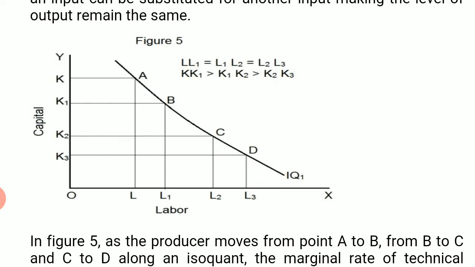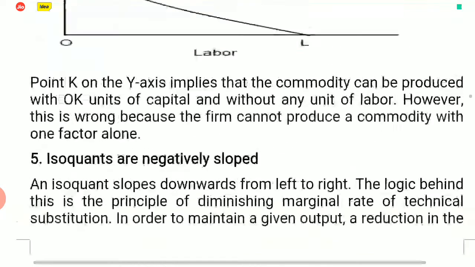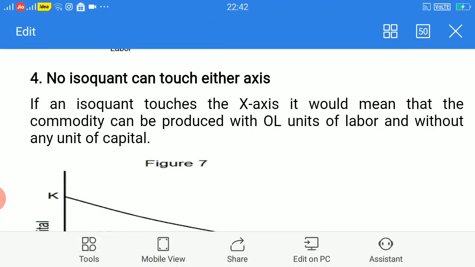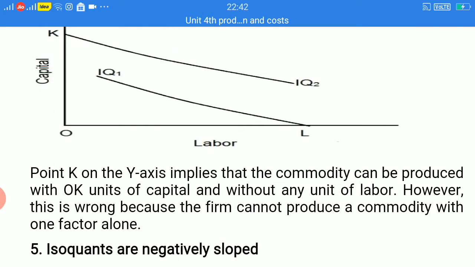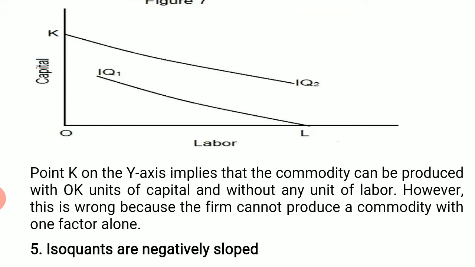The next property of isoquant is that no isoquant can touch either the x-axis or the y-axis. If an isoquant touches the x-axis, it would mean that the commodity can be produced with OL units of labor and without any unit of capital. Point K on the y-axis implies that the commodity can be produced with OK units of capital and without any unit of labor. So this is wrong.